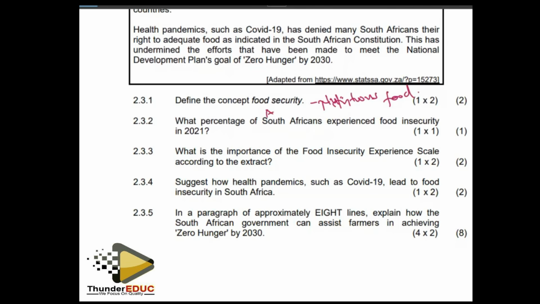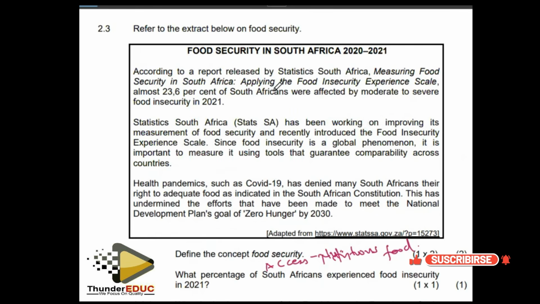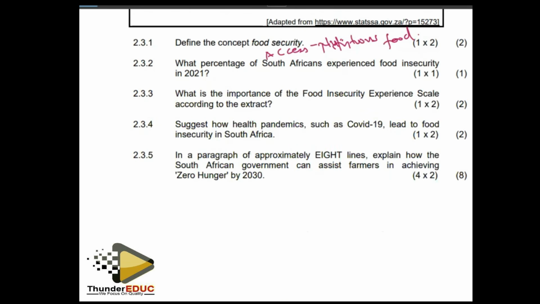People have access to nutritious food in the country. 3.2.2. What percentage of South Africans experience food insecurity in 2021? According to the extract, when you read somewhere, they say almost 23.6% of South Africans are affected by moderate to severe food insecurity in 2021. So the answer is 23.6. Write it here.